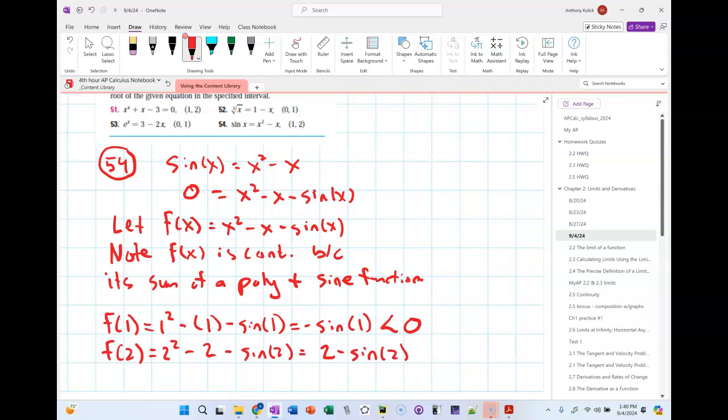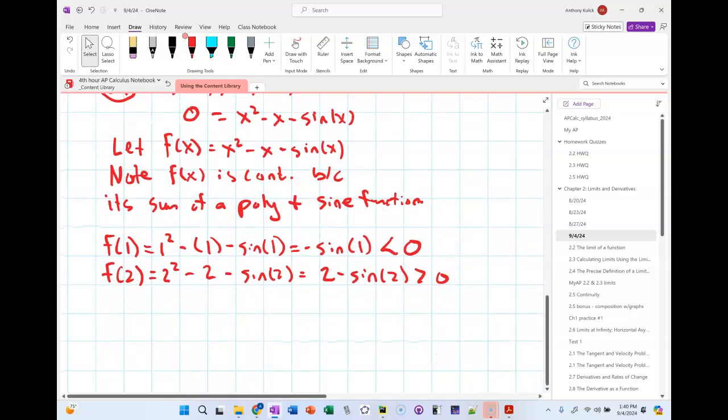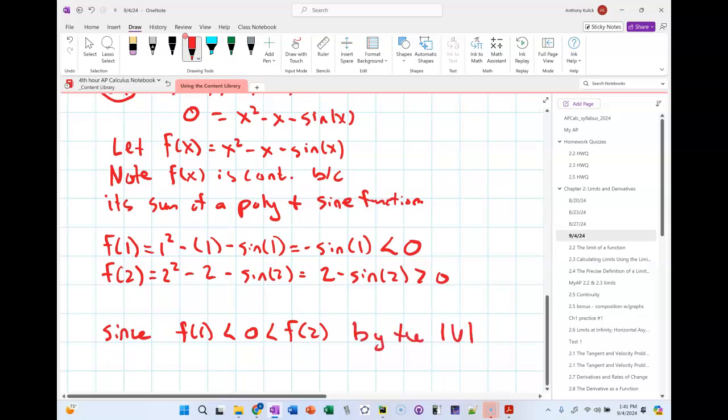Could it be less than 1? Sure. If it is, 2 minus that is still going to be positive. So we're good, right? We've accomplished what we're looking for. So we can say since f of 1 is less than 0 is less than f of 2, by the intermediate value theorem, there exists C on the open interval from 1 to 2 such that f of C is equal to 0. And we're done. We've shown there's some C there.